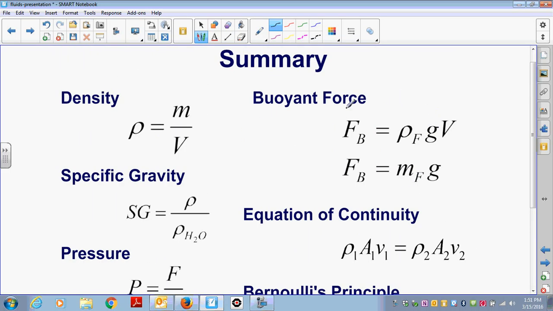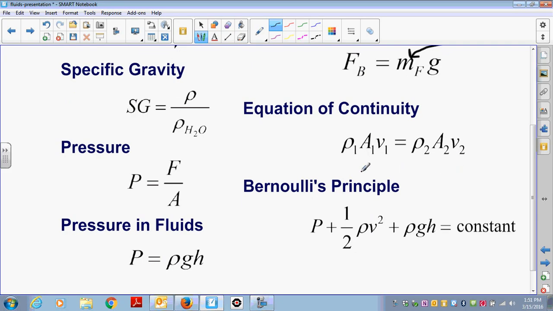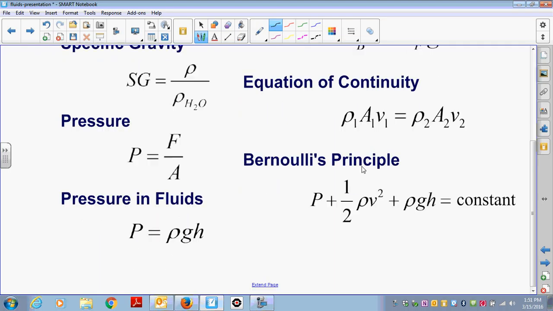We also know the buoyant force is equal to the weight of the fluid displaced. Remember that we find the weight by taking the volume of the fluid times the density of the fluid, and that's how we get the mass of the fluid. Our continuity equation tells us that rho 1 A1 v1 is equal to rho 2 A2 v2, and Bernoulli's principle tells us that pressure plus 1/2 rho v squared plus rho g h must equal a constant.